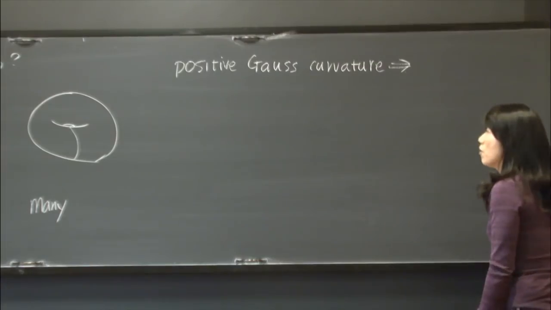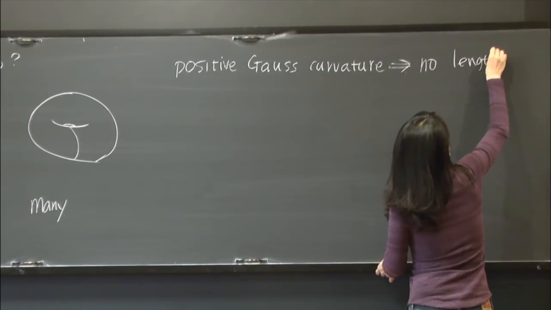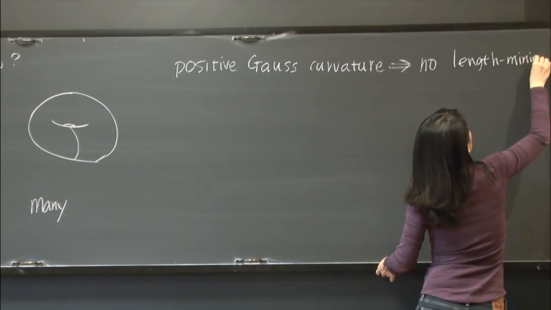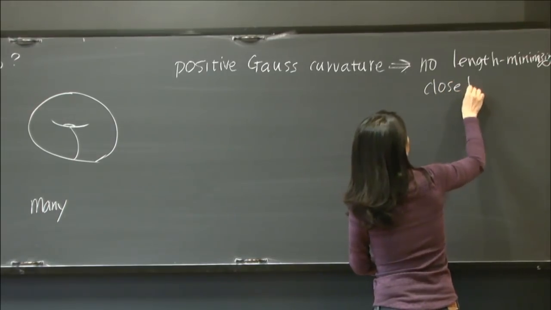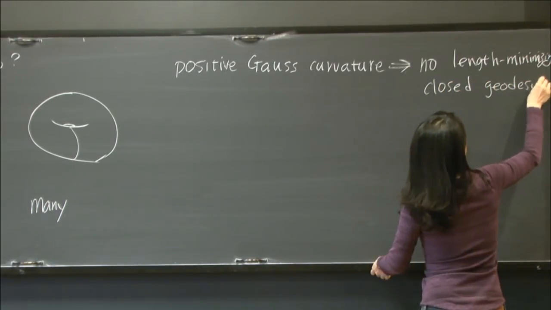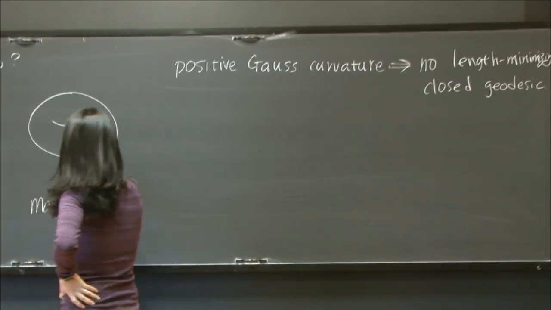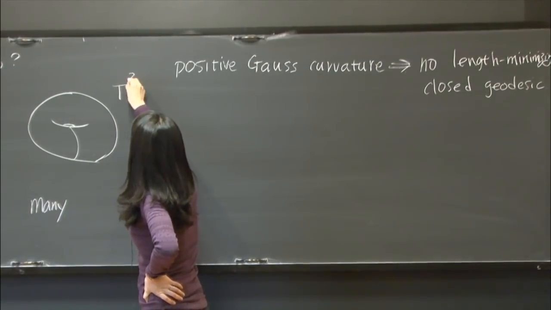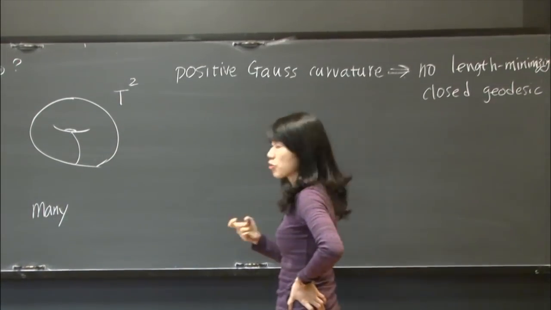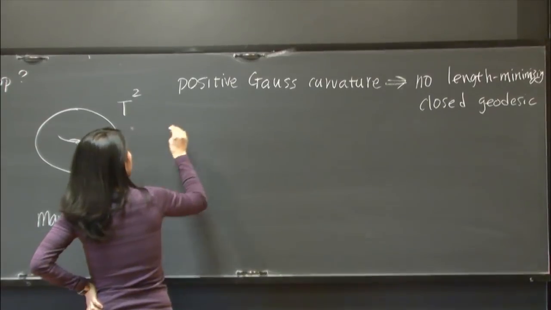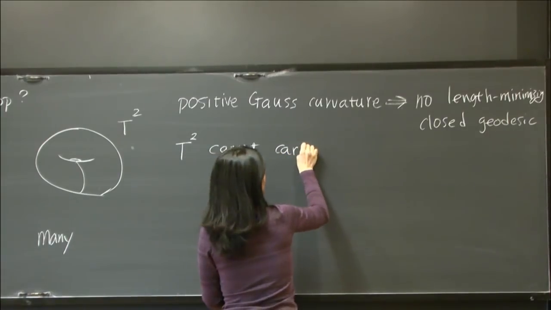that means there's no length minimizing closed geodesic. All right. But then we see from a torus, because of the topology, you can always construct a non-trivial closed length minimizing geodesic. So the example here tells us a torus cannot carry a metric of positive Gauss curvature.